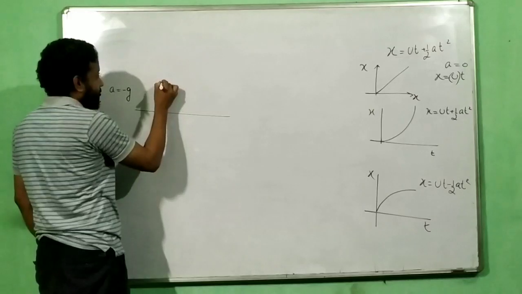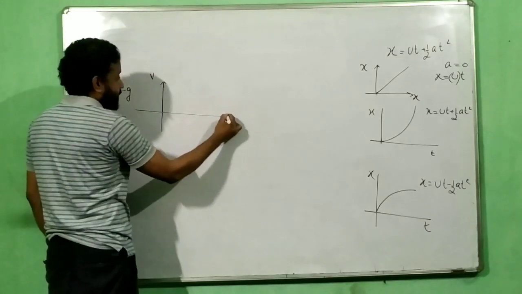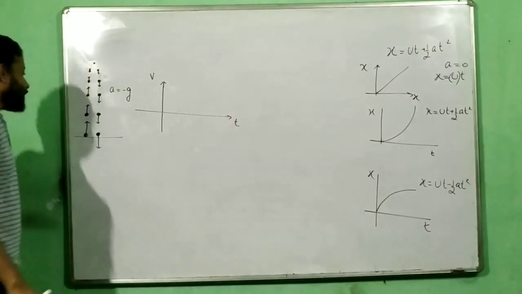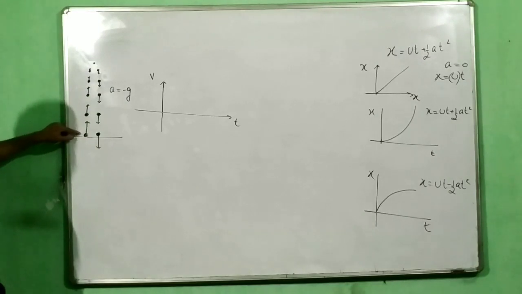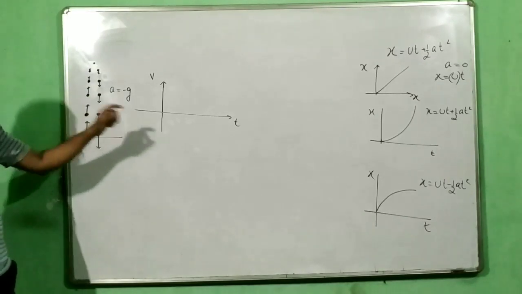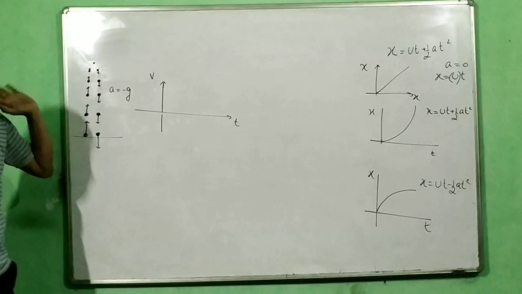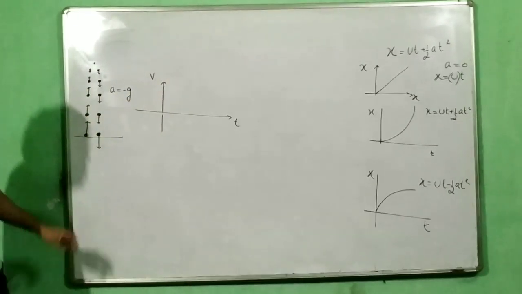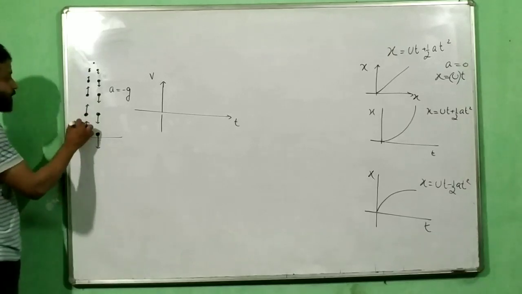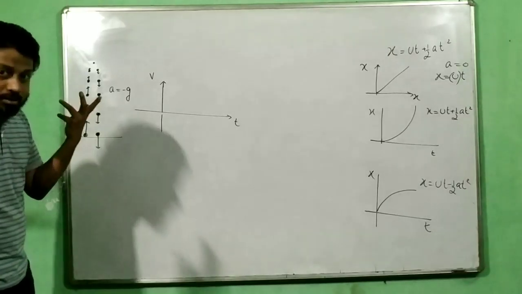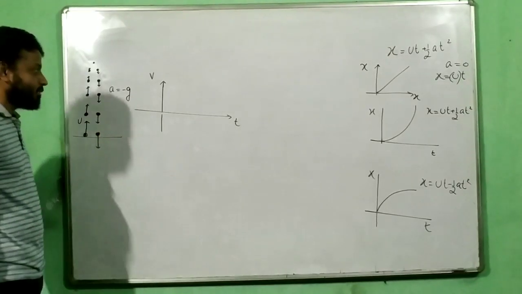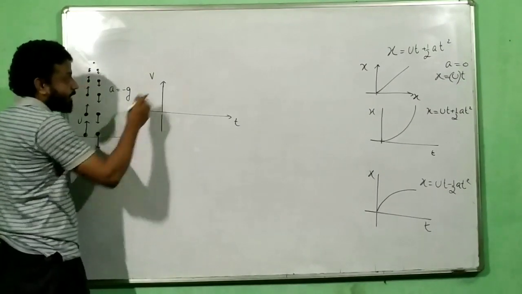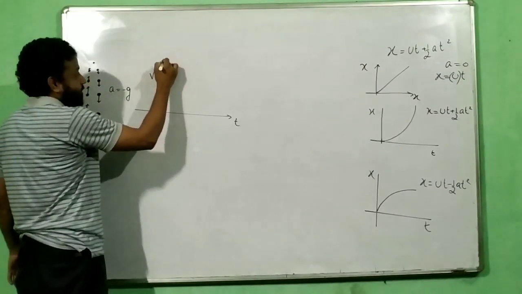This is my VT graph. That means this is velocity versus time. Now, definitely you are providing some initial velocity, so the graph will not start from the origin. Common sense, correct? It will start from somewhere as an intercept, because you are providing some initial velocity u. Otherwise, you cannot send something up. You have to provide some initial velocity, and you are providing some positive initial velocity.